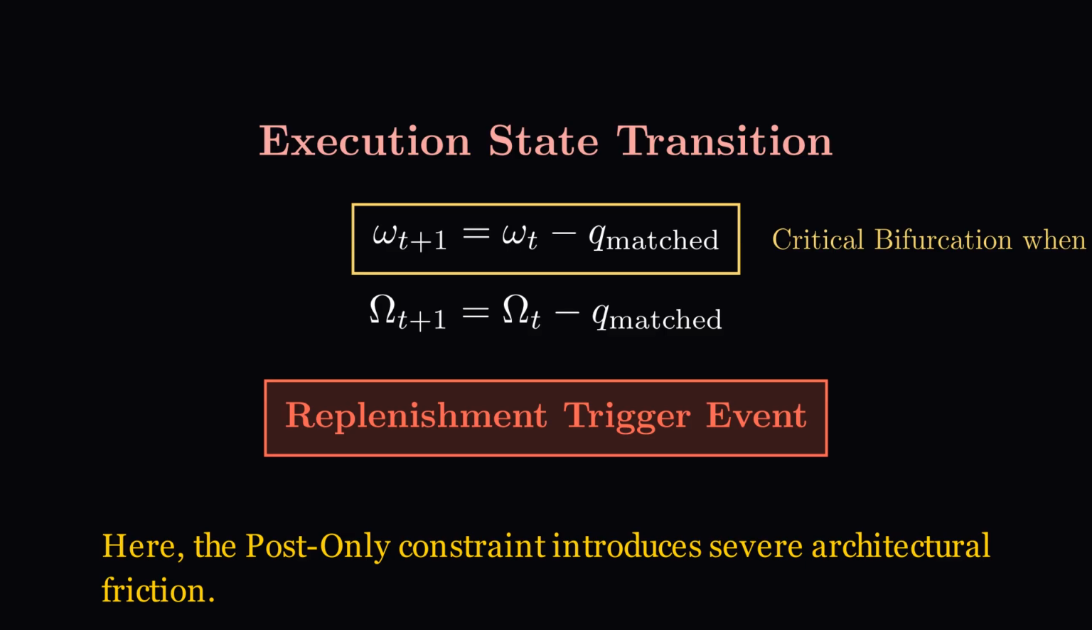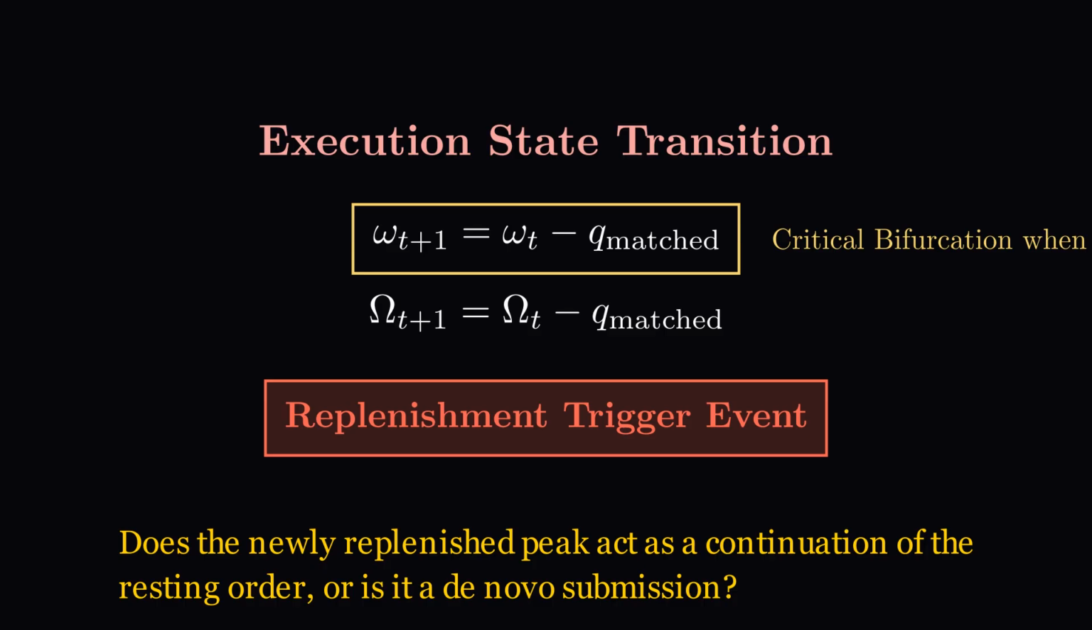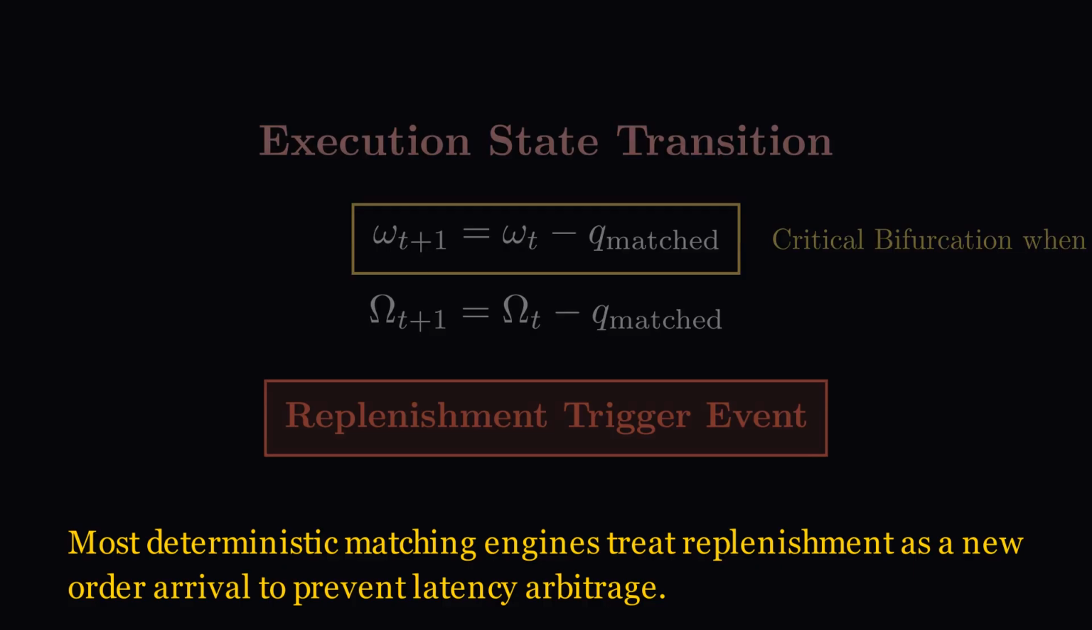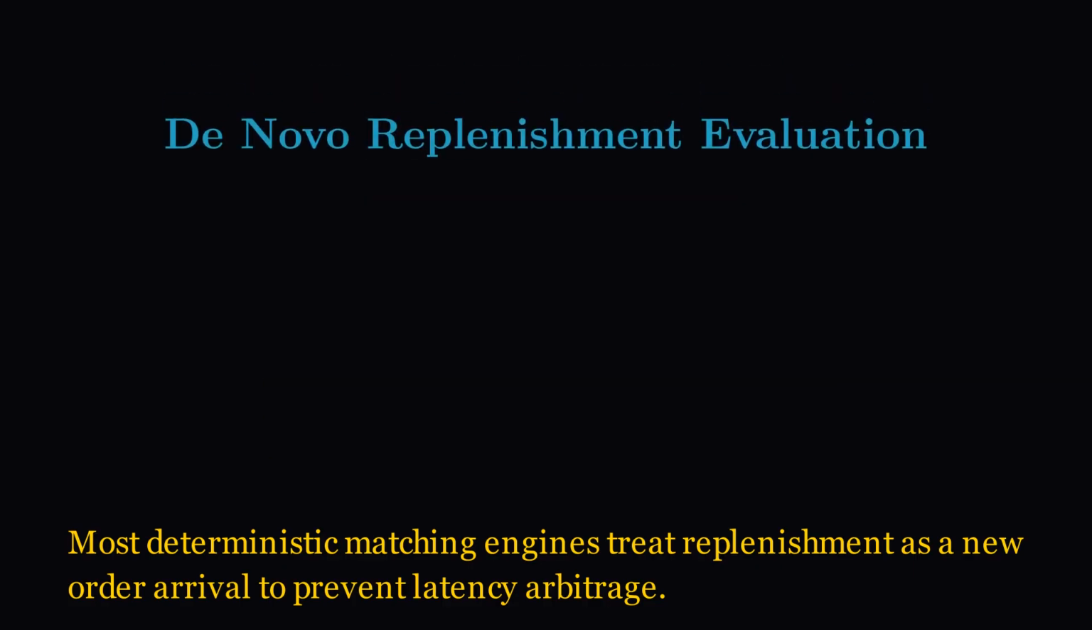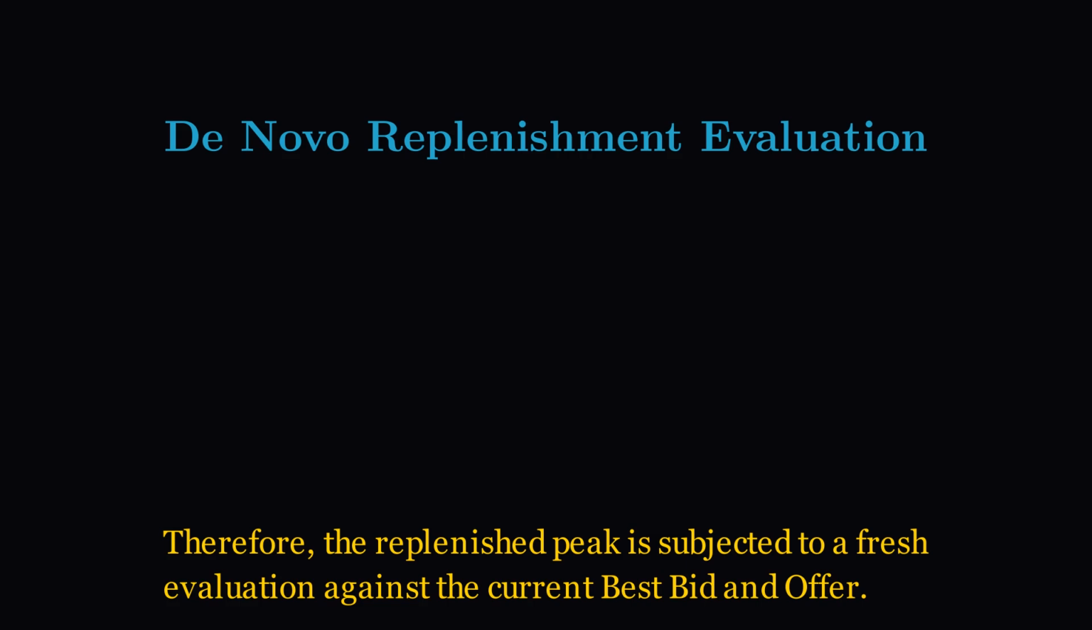Here, the post-only constraint introduces severe architectural friction. Does the newly replenished peak act as a continuation of the resting order, or is it a de novo submission? Most deterministic matching engines treat replenishment as a new order arrival to prevent latency arbitrage. Therefore, the replenished peak is subjected to a fresh evaluation against the current best bid and offer.